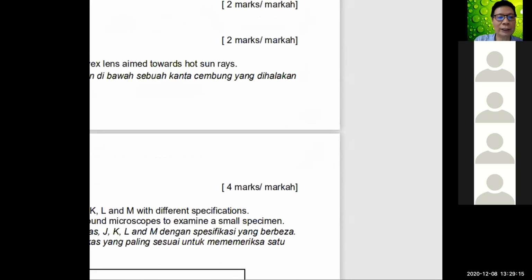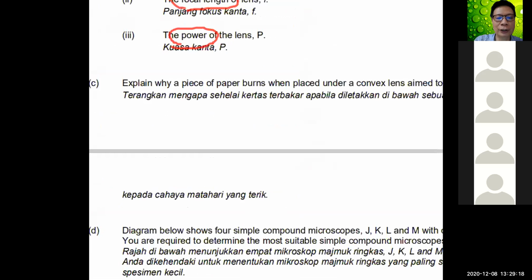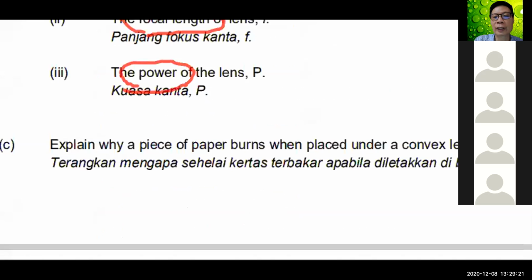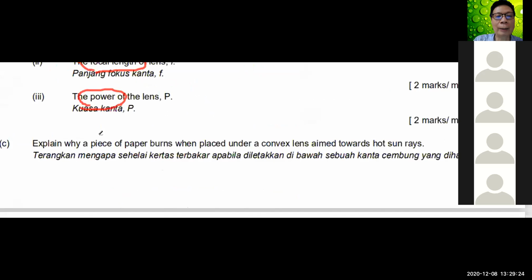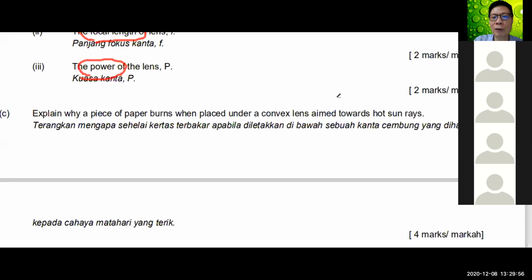The next one is a very short question, but you need a lot of explanation. Read the question: explain why a piece of paper burns when placed under a convex lens aimed toward the hot sun. I'm sure some of you have played this before, right? You use a lens to focus the sunlight to burn the paper, correct? It's 4 marks. How are you going to get 4 marks?